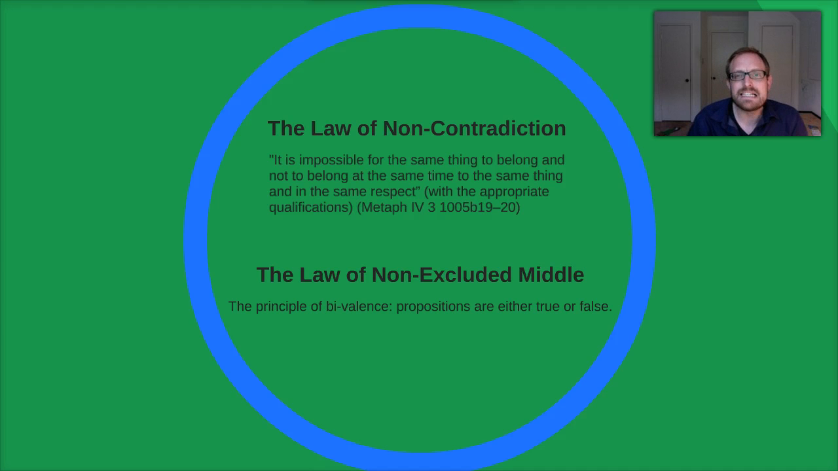Right. Now, a similar one, and I didn't give you the Aristotelian quotation here, is what we call the law of excluded middle. And that basically refers to the principle of bivalence. That is, propositions are either true or false. They can't be in between. There's no middle ground.